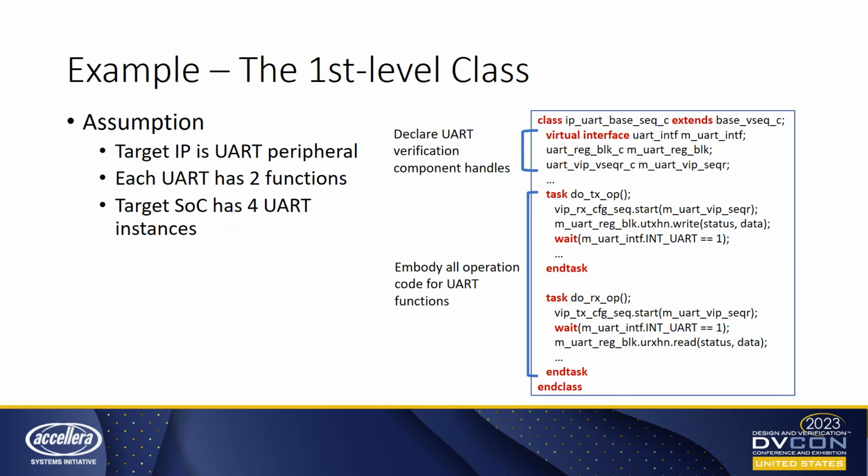Let me show you a case applying the hierarchical code structure. This is the example of the first layer class. I use an UART IP for the reference and assume that there are 2 basic functions and 4 instances. As I explained, there is one class in the first layer. You can see some handles in the declaration part. Those handles are used when implementing UART operation code.